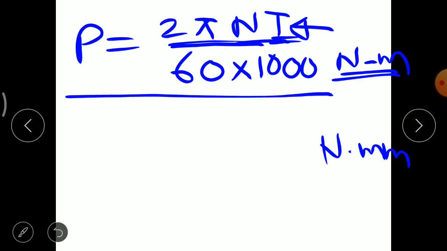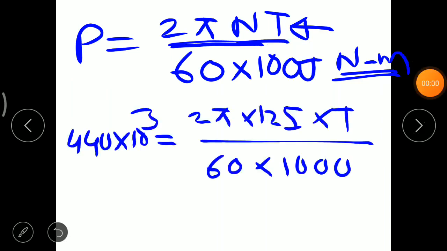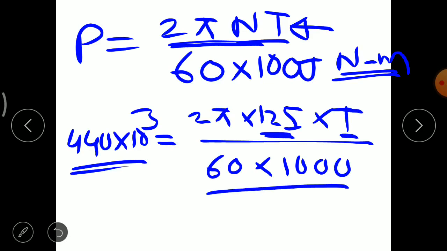Just remember this formula, with the 1000. Now I will put the value of P and N, and we will get the value of T. Here I will write the values. P is 440 into 10 raised to 3, that is, 2 pi N, where N is nothing but 125, and T is divided by 60 into 10 raised to 3.